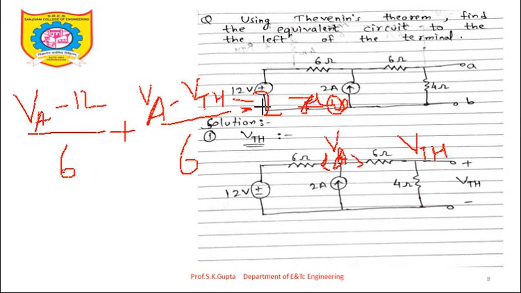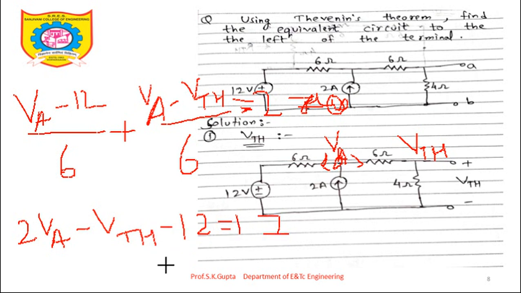So now cross multiply, 2 into 6, 12. So VA minus 12 plus VA minus VTH equal to 12. VA plus VA, 2 VA minus VTH minus 12 equal to 12. So this 12 will also go to that side. So 12 plus 12, 24. So 2 VA minus VTH equal to 24.